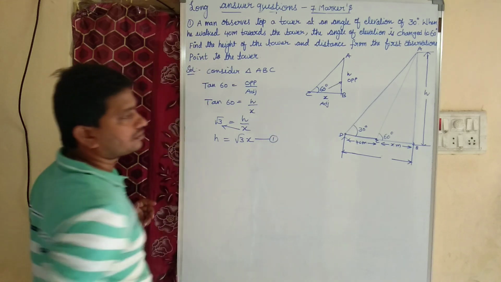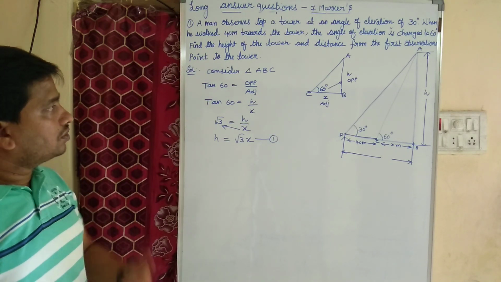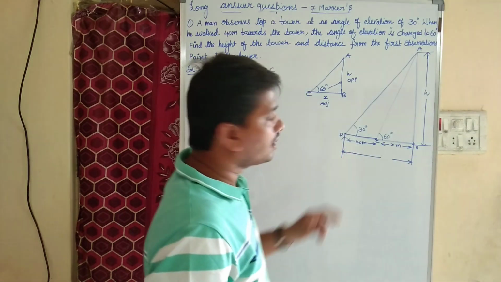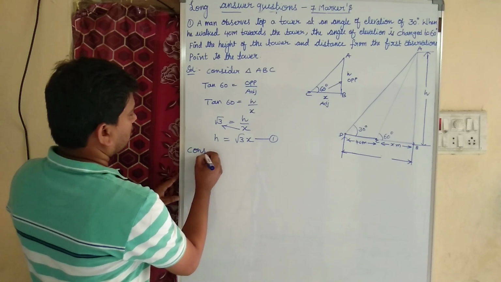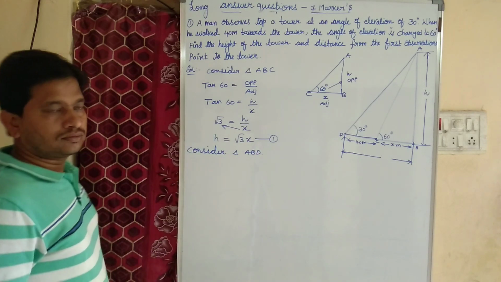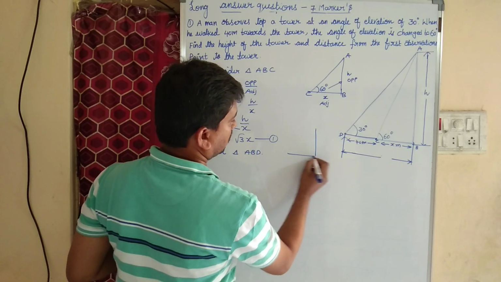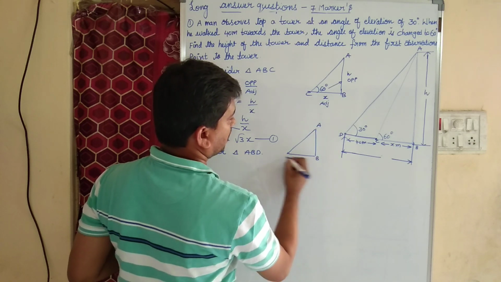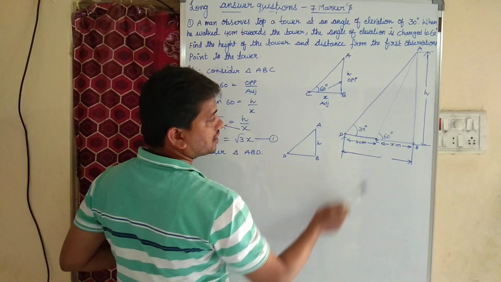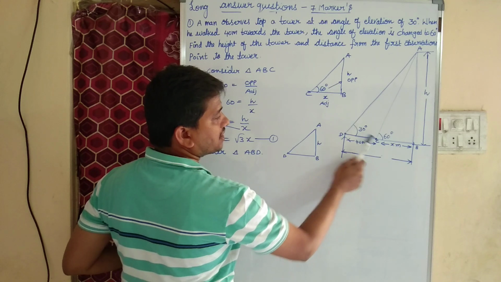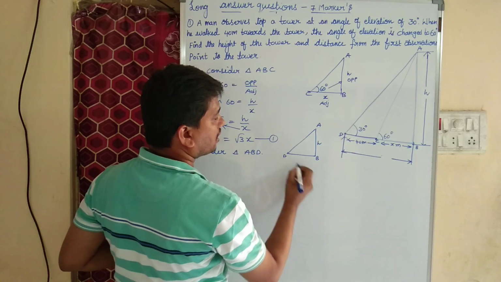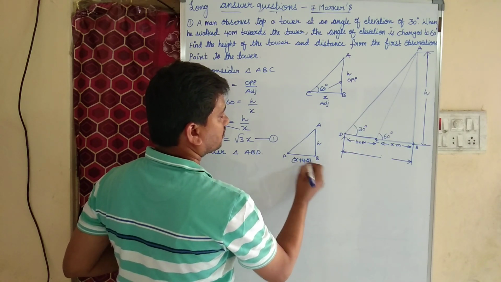Let it be. Now coming to the second triangle, what do you do? Now consider triangle ABD. This is our triangle ABD. AB equals H. What is BD, children? BD is BC plus CD. BC is x plus CD is 40. This is x plus 40, right?